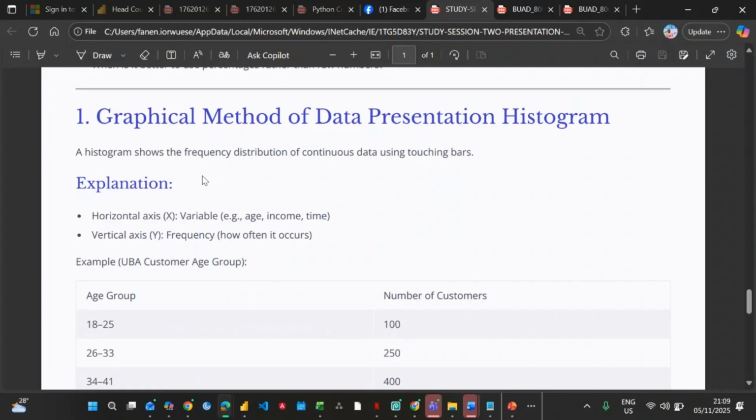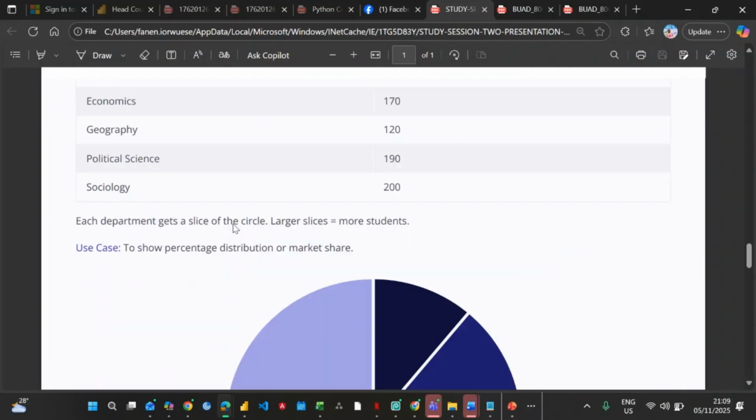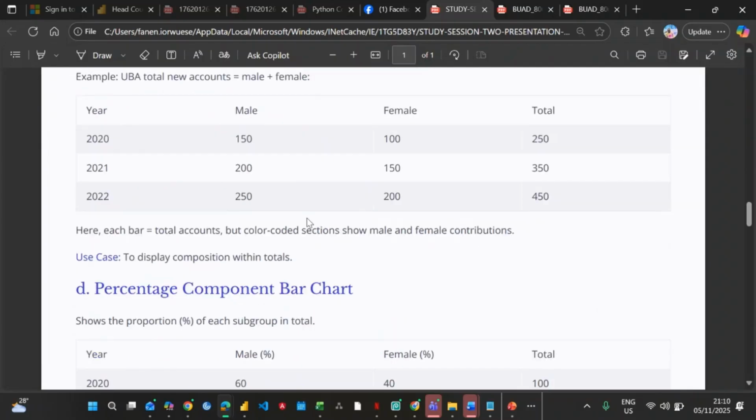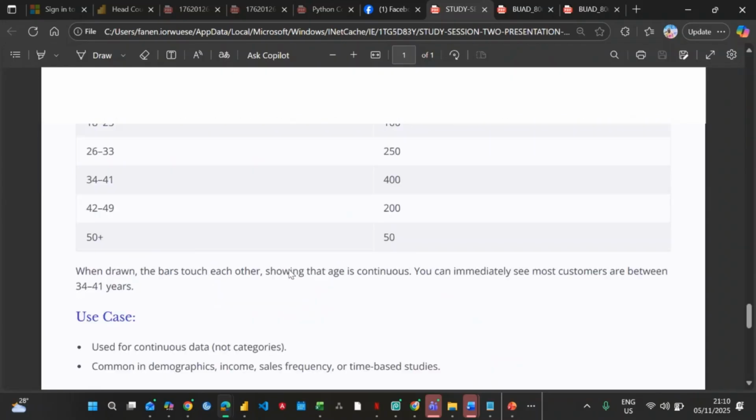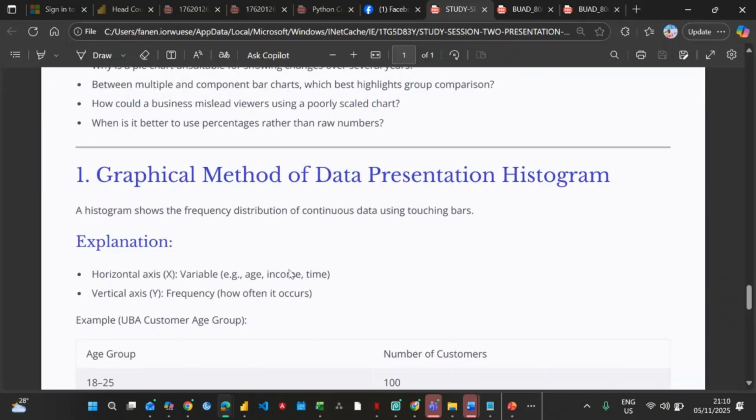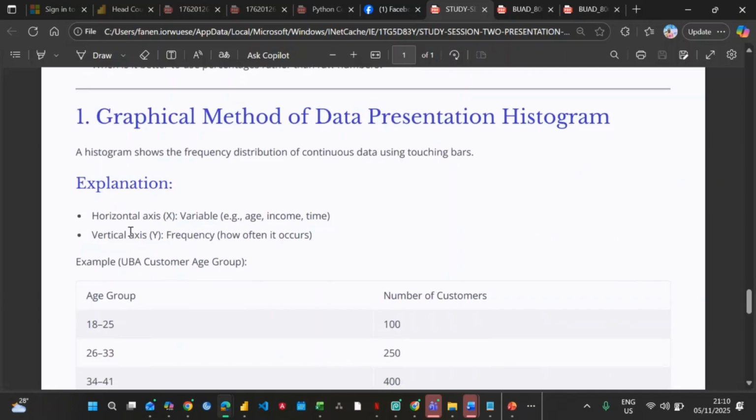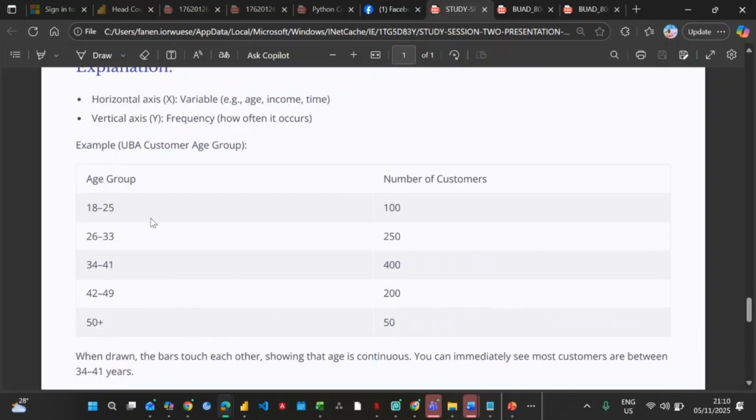Now here we're looking at the histogram, right? A histogram shows the frequency distribution of continuous data using touching bars. So here you can look at it just like how the lecturer said. The histogram is just like a bar chart, but in the histogram there is no space in between the values. So if you see how a bar chart looks, it has spaces in between values, and the histogram does not have that.